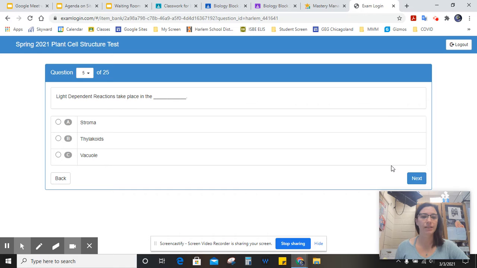Question 5. Light-dependent reactions take place in the A, stroma, B, thylakoids, or C, vacuole. Question 6. The glucose from photosynthesis is converted into the usable form of energy known as A, chloroplast, B, ATP, or C, chlorophyll.